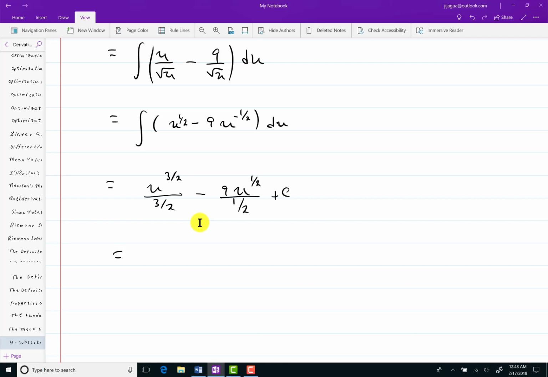That equals, my u was x plus 9, so I'll get 2/3 times x plus 9 to the 3/2 minus, is that a 9? That's a 9, so I get 18 times x plus 9 to the 1/2, plus c.